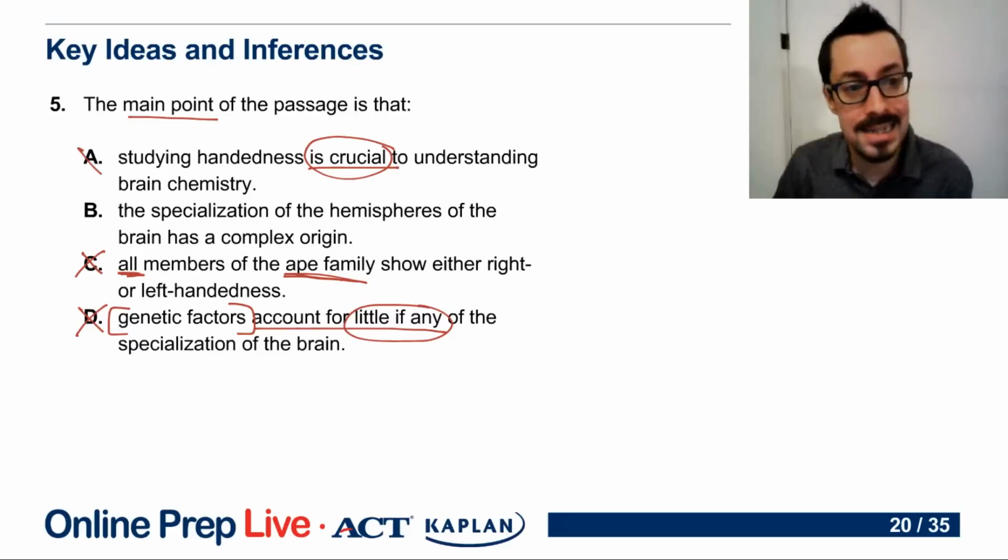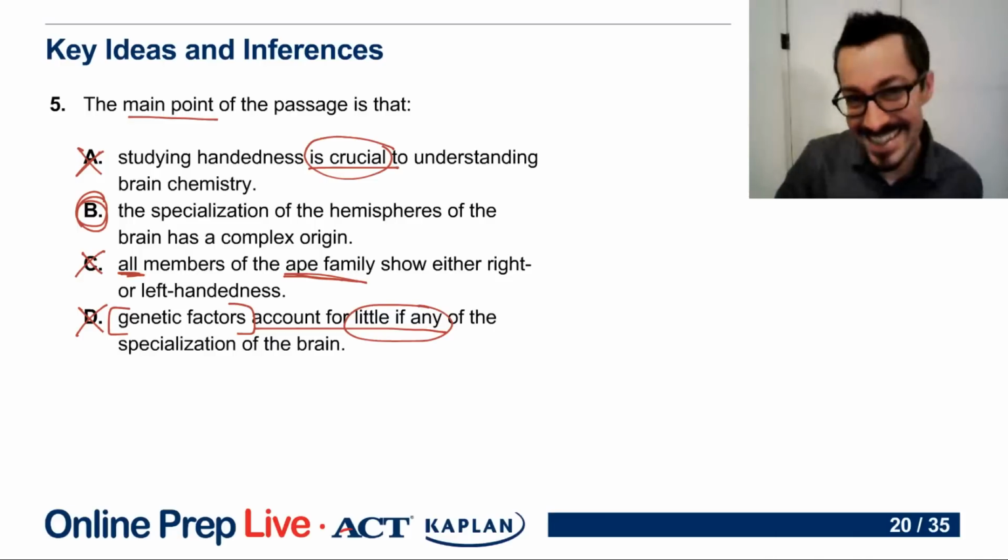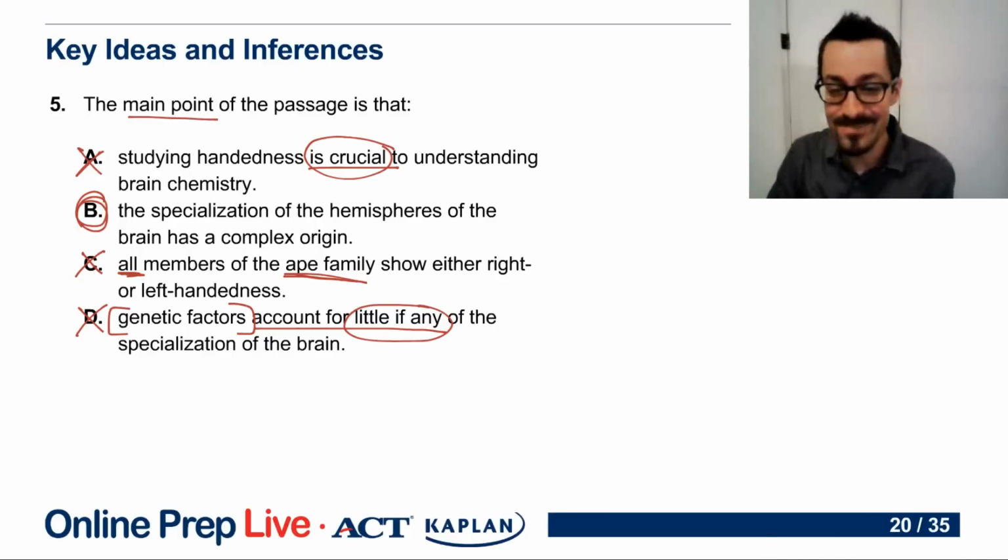And so, honestly, without even reading the passages, just by looking at these classic things that make answer choices wrong, like all and little, if any, and crucial, I might really just guess choice B is the right answer. It is possible that I could get this question right without even reading the passage at all. That's pretty crazy, right? That's pretty wild. So these are the types of things that you can learn. It can make these questions much, much easier.